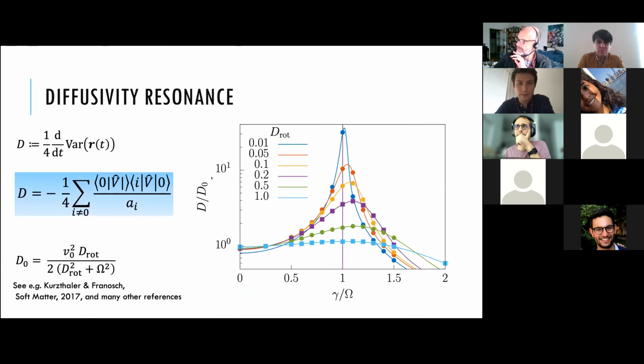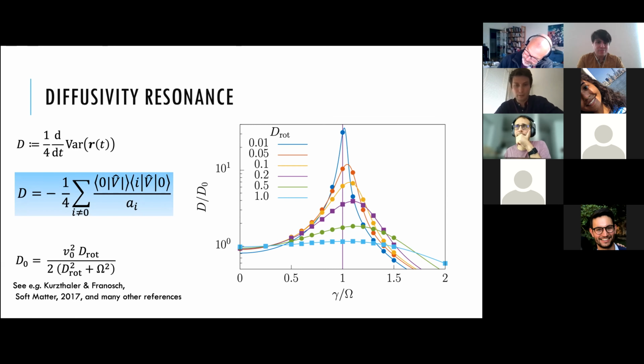And then the next is what happens to more interesting things like diffusivity. We define diffusivity as the derivative of variance, which we can compute, and then we can get the exact expression in terms of these elements for diffusivity from our theory. Also, we can get this from simulations. So the points on this plot are numerical simulations, and these lines are computed with this theoretical approach.